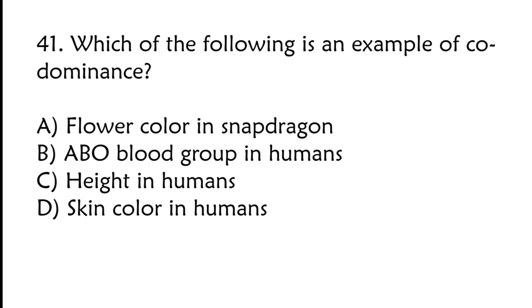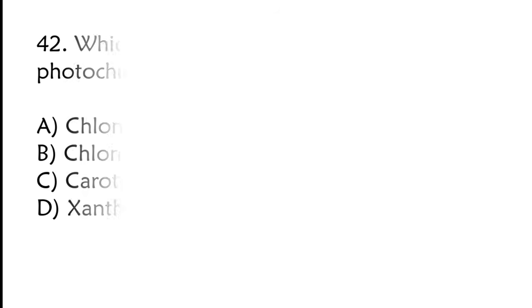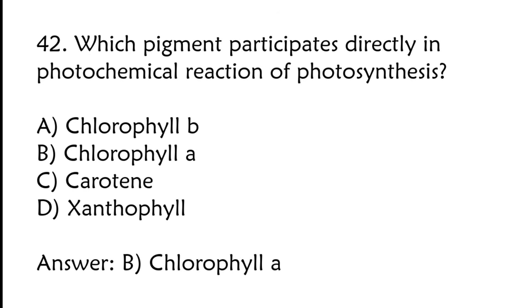Which of the following is an example of codominance? Correct answer is AB blood group in humans. Which pigment participates directly in photochemical reaction of photosynthesis? Correct answer is chlorophyll A.